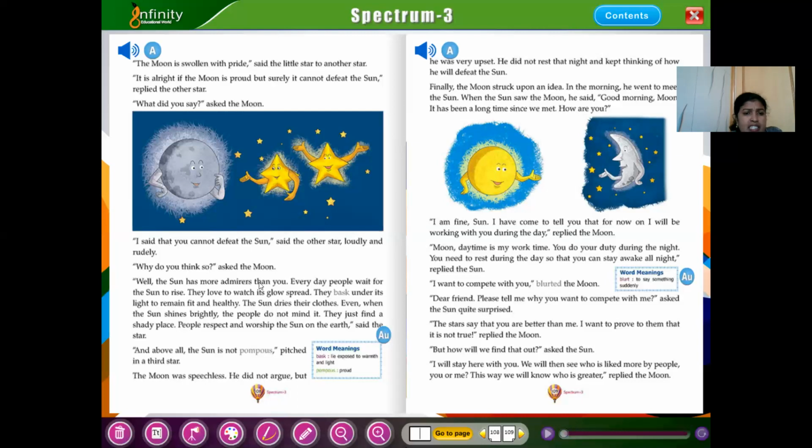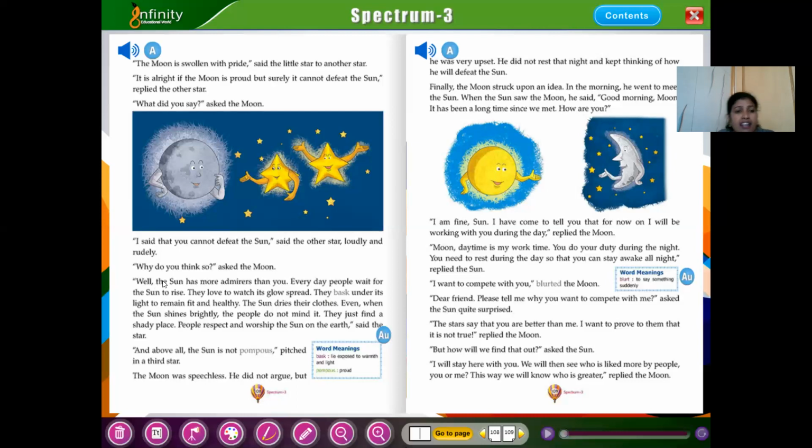"Why do you think so?" asked the moon. "Why do you think that I cannot defeat the sun? How do you think so?" "Well, the sun has more admirers than you. Every day, people wait for the sun to rise. They love to watch its glow spread. They bask under its light to remain fit and healthy. The sun dries their clothes. Even when the sun shines brightly, the people do not mind it. They just find a shady place. People respect and worship the sun on the earth," said the star.